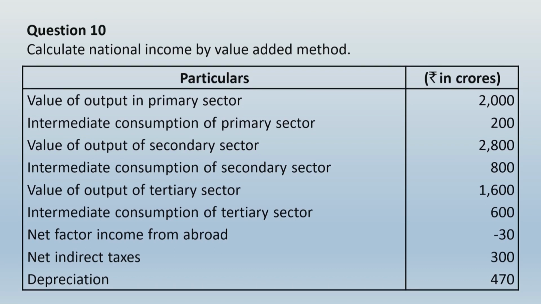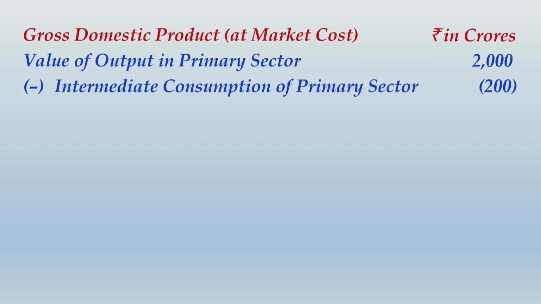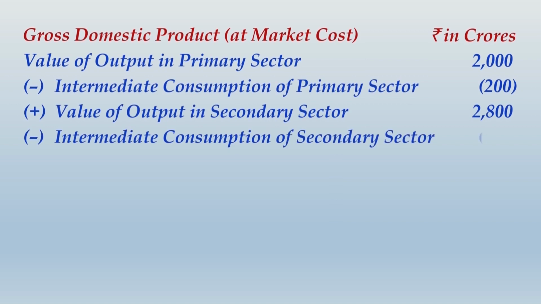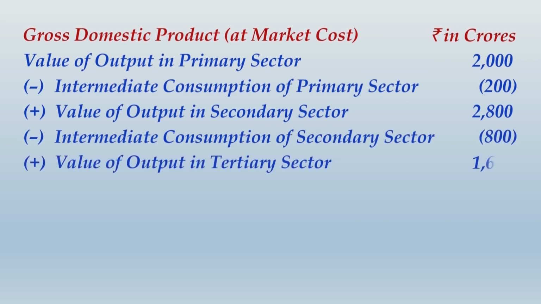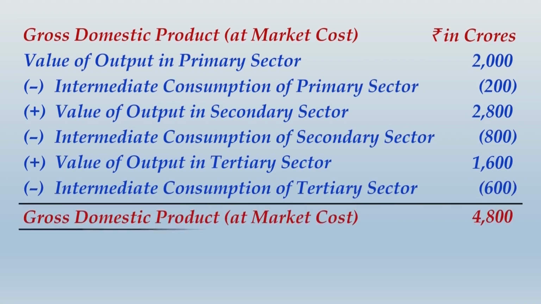Alright friends, I am sure you have taken your time and attempted the calculation. I have given you enough time to do that. Let us see whether you got it right or not. Gross domestic product at market cost or at market price. You can take value of output in primary sector minus the intermediate consumption of primary sector, then add the value of output in secondary sector and subtract their intermediate consumption, and do the same for tertiary sector, and when you get this, it will be GDP at market cost or GDP at market price.